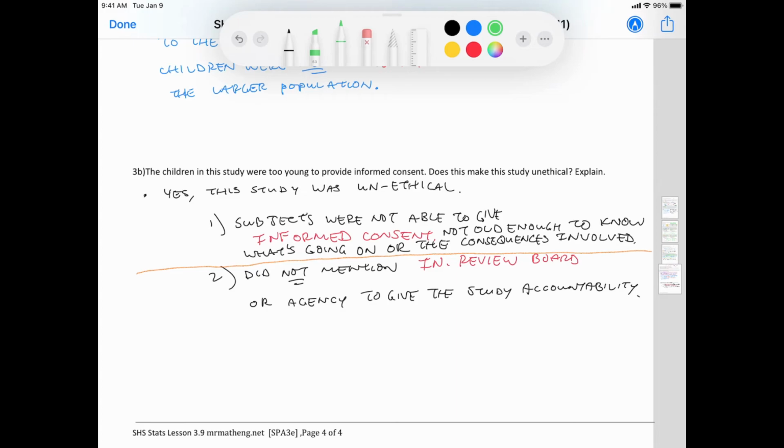Maybe an orphan was pushed towards the institution, that really big place, and they didn't know how to say no, or they couldn't run away, or maybe they were forced. Also, this was unethical because it did not mention, number 2 there, an institutional review board or some kind of agency to give this study accountability. How do you know that they're trying to look out for the kids? So even though they know that foster care is better than a big institution, it was still unethical.